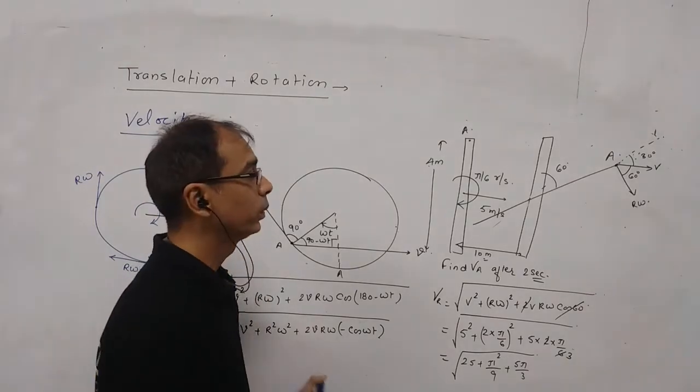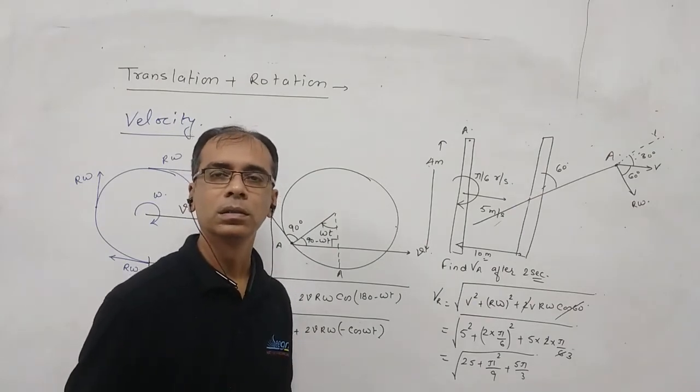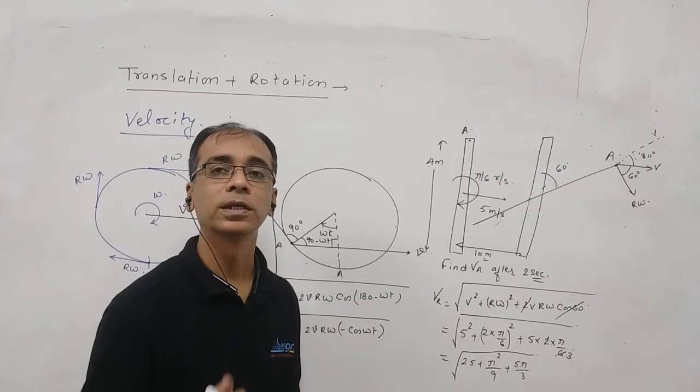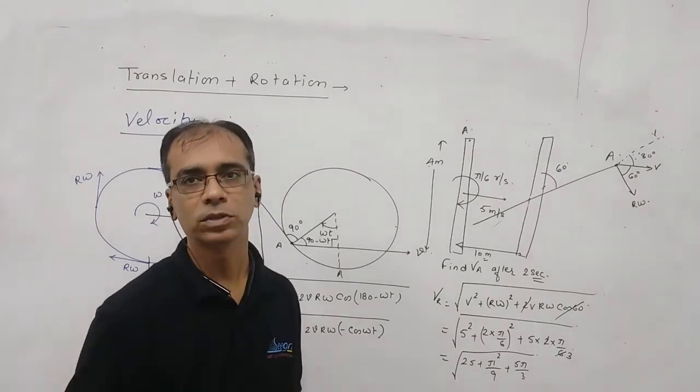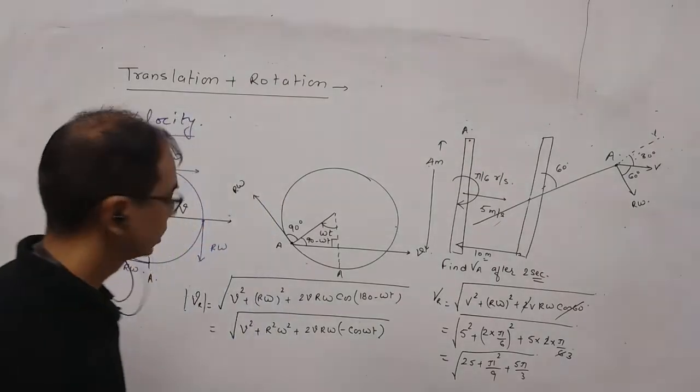So this way we can find the velocity of any particle. Again, the clue is the same: velocity of center of mass plus velocity of any particle with respect to the center of mass. Nothing else. Okay, let's move further then.